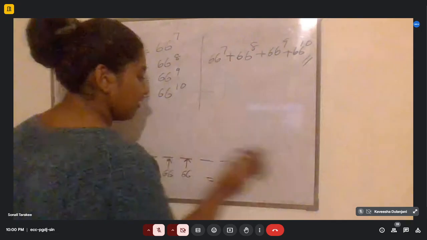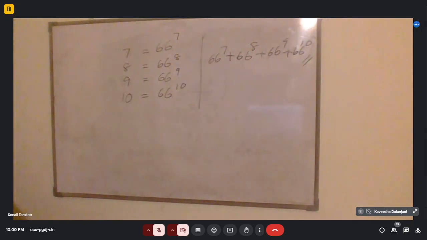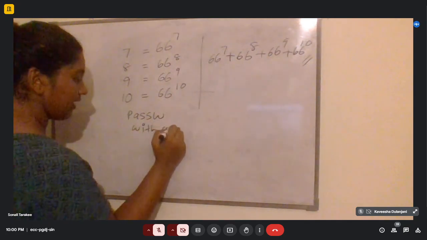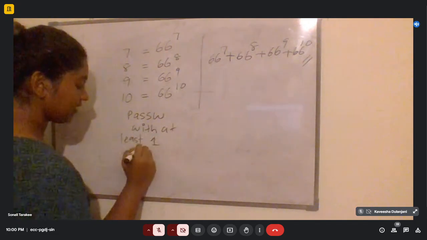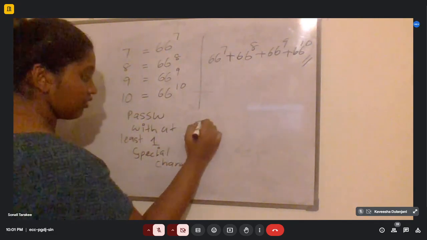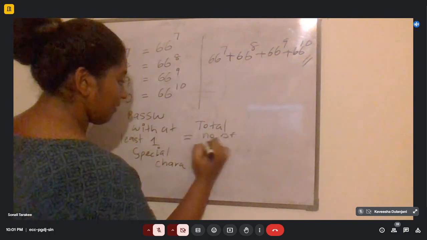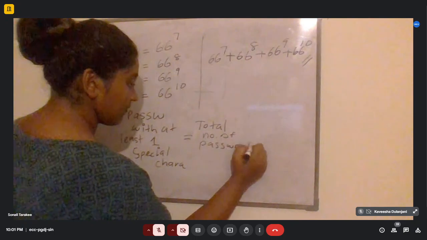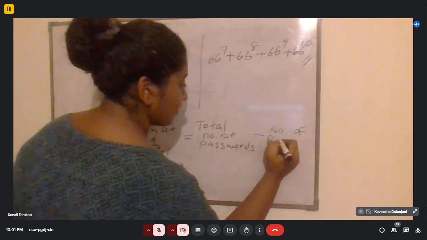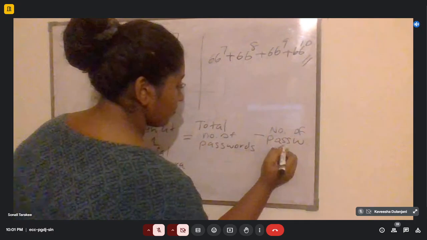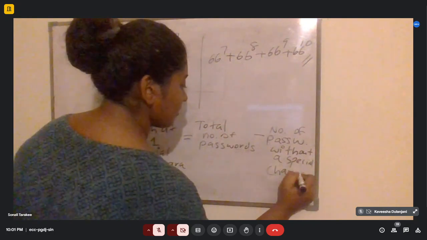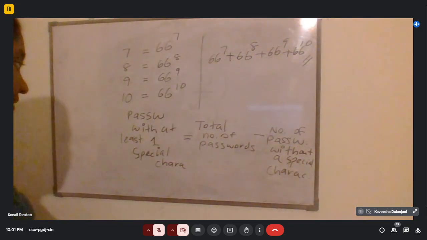I'll erase this part. So how you can think this one is passwords with at least one special character equals to total number of passwords minus number of passwords without a special character. Now if you get it like this, you can get the passwords with at least one special character.